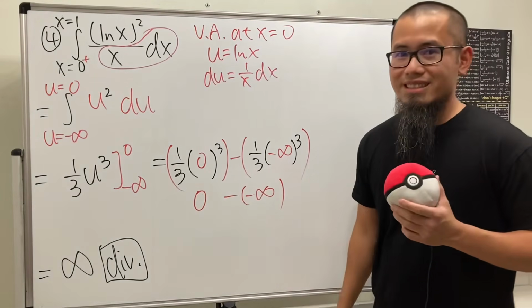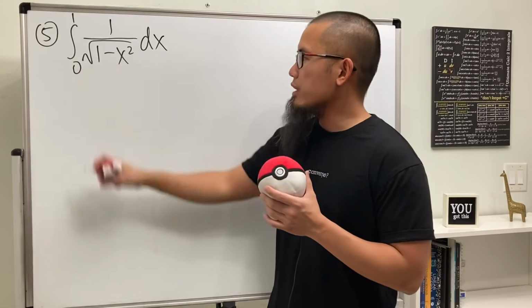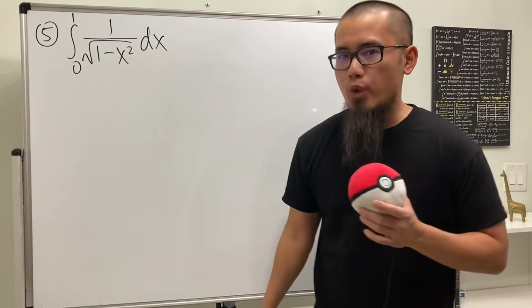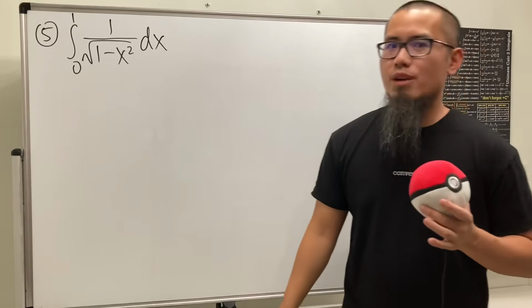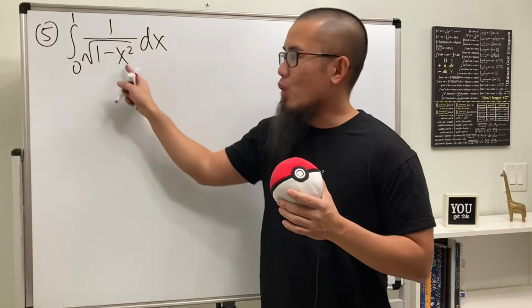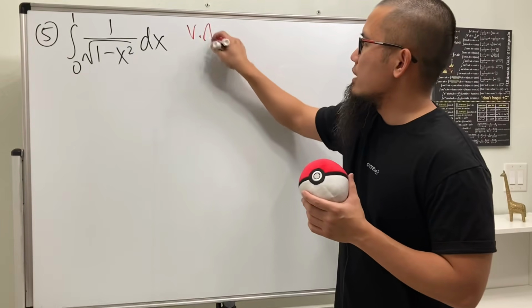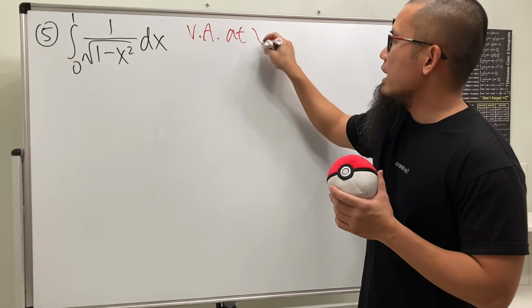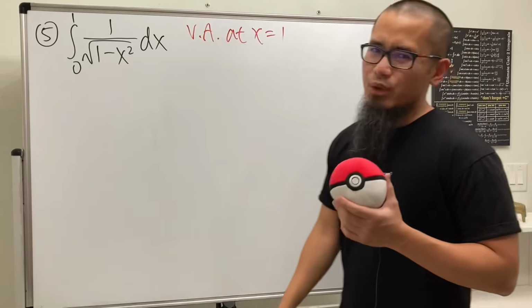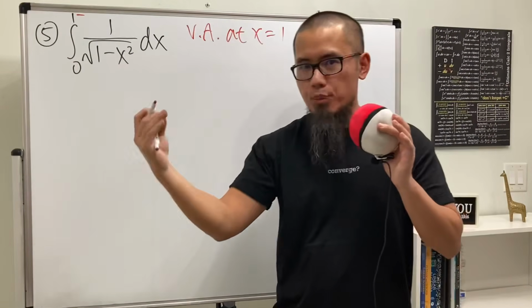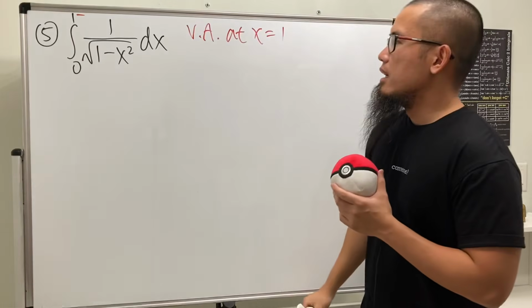Yeah, just like that. All right, number 5, we are integrating from 0 to 1 of 1 over the square root of 1 minus x squared. Where is the vertical asymptote? At 1, right? Otherwise, you see that on the bottom we get 0. So let me just indicate that real quick. Vertical asymptote at x equals 1. And technically here, we are doing 0 to 1 minus, right? So we are approaching 1 from the left-hand side.